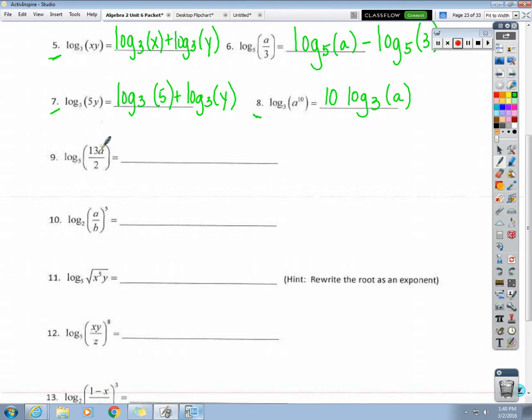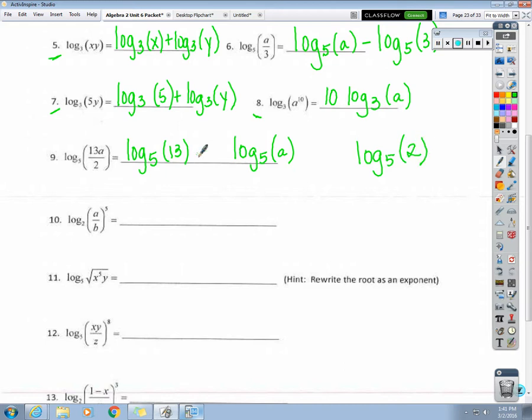We have multiplication, a product, and we have division, so a quotient. So how many times do you think I'm going to write log base 5? 3 times. Okay, the first one will be of 13. The second time will be of 8. And the third time will be log base 5 of 2.